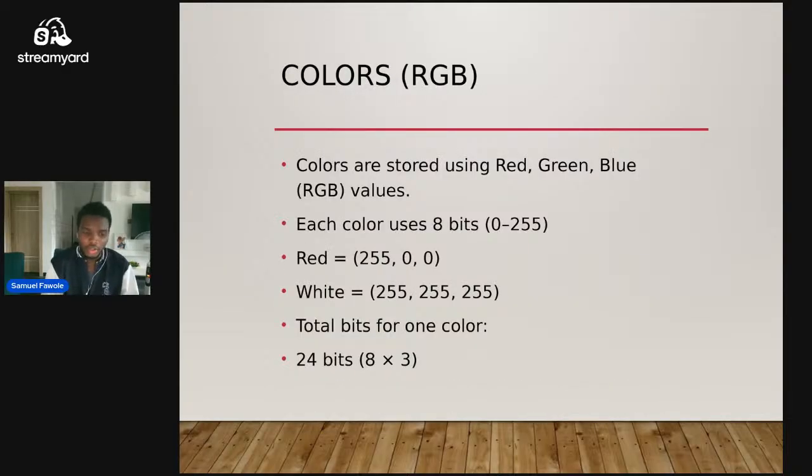So even colors, for those of us who use editing software, have their own programming standards. RGB, for instance, is represented in red, green, and blue, and each goes up to 255. So 255, 255, 255 gives you white, 0, 0, 0 gives you black, and in between you can represent all shades of color using the RGB standard.